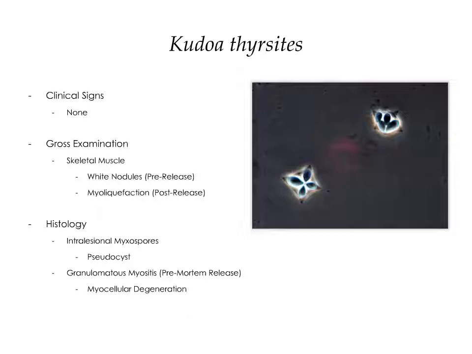On gross examination, prior to the rupture of the cysts, you may notice large numbers of tiny white nodules. Once the cysts rupture, there will be extensive liquefaction of the skeletal muscle. Histologically, there are large numbers of encysted myxospores within skeletal muscle fibers. If the tissue cyst were to rupture prior to the death of the animal, this would be associated with granulomatous myositis and myocellular degeneration.